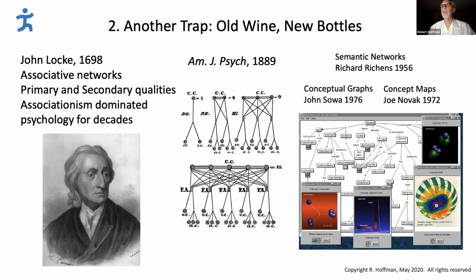John Locke, 1968, associative networks, starting with primary qualities and building them up to secondary qualities and abstract qualities. And associationism, based on that model, dominated psychology for decades. The center image is from the American Journal of Psychology, 1889: neural networks. They've been around a long time. And on the right, we've got semantic networks, conceptual graphs, concept maps. I must have made thousands and thousands, literally, of concept maps over 40 years. And so there's a history to all of these things.